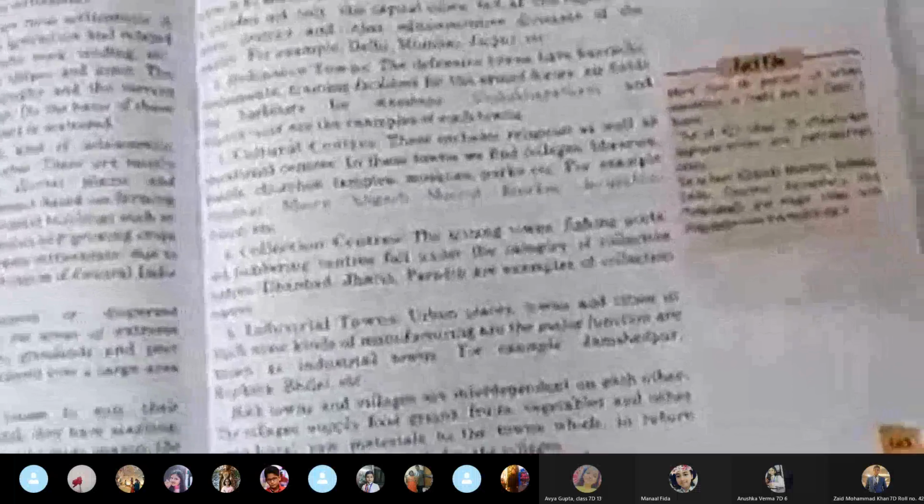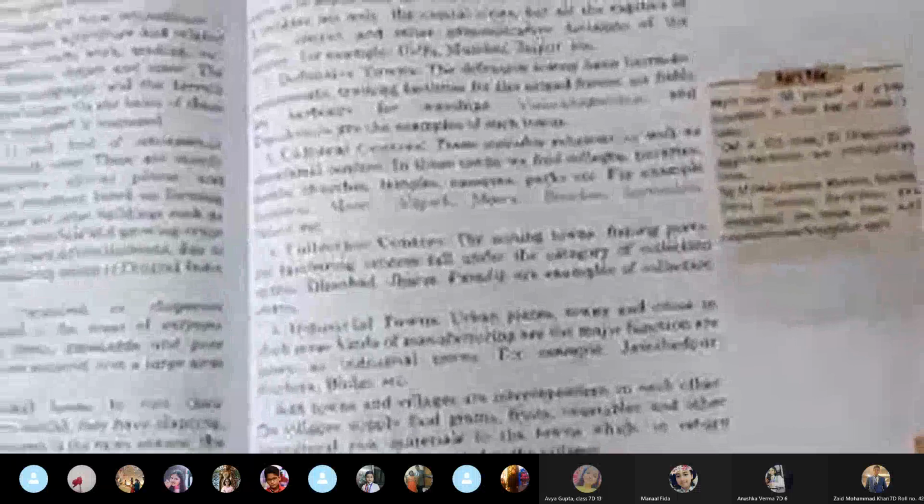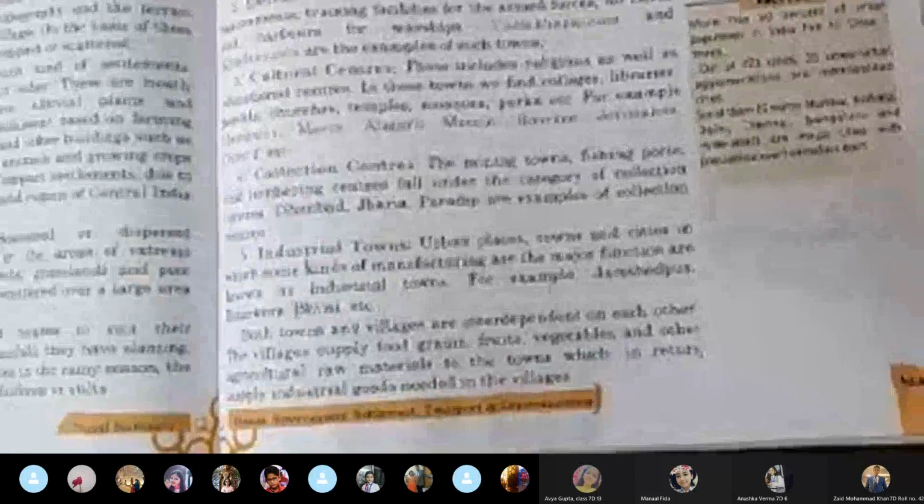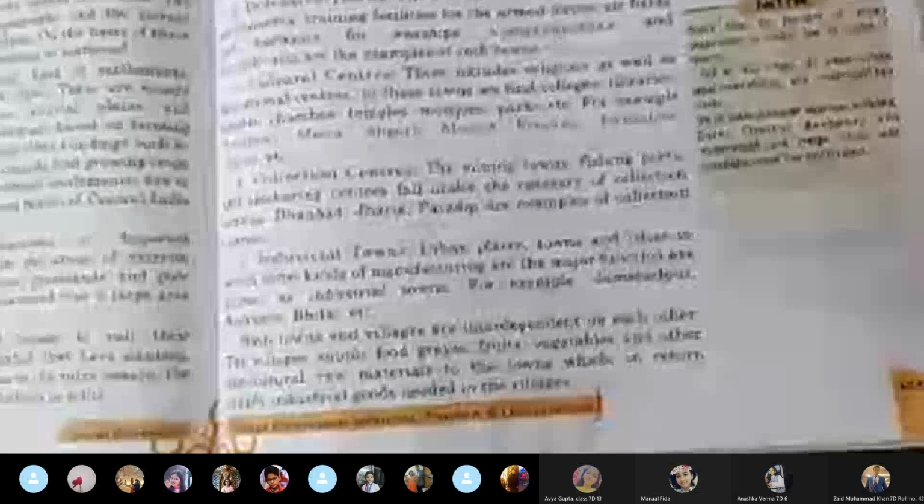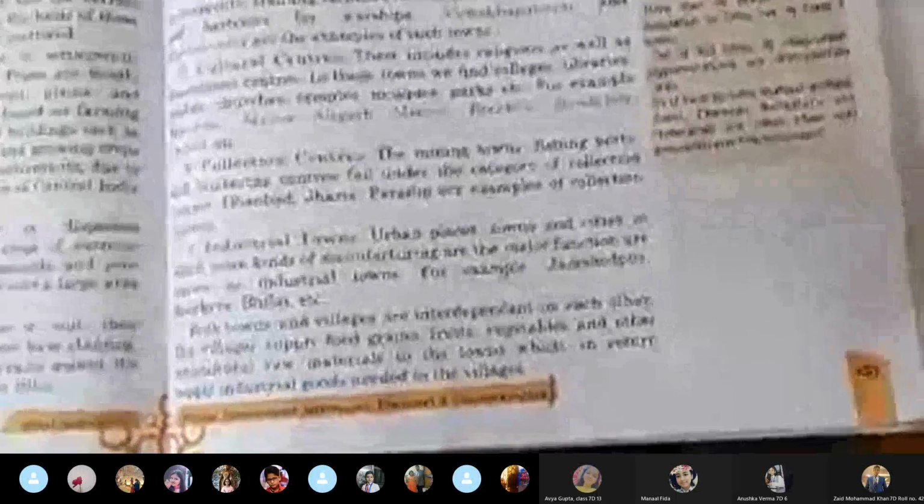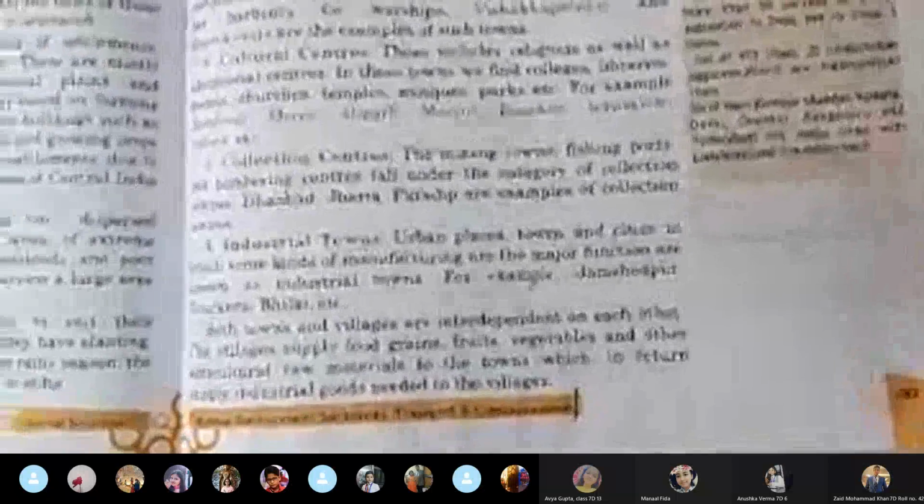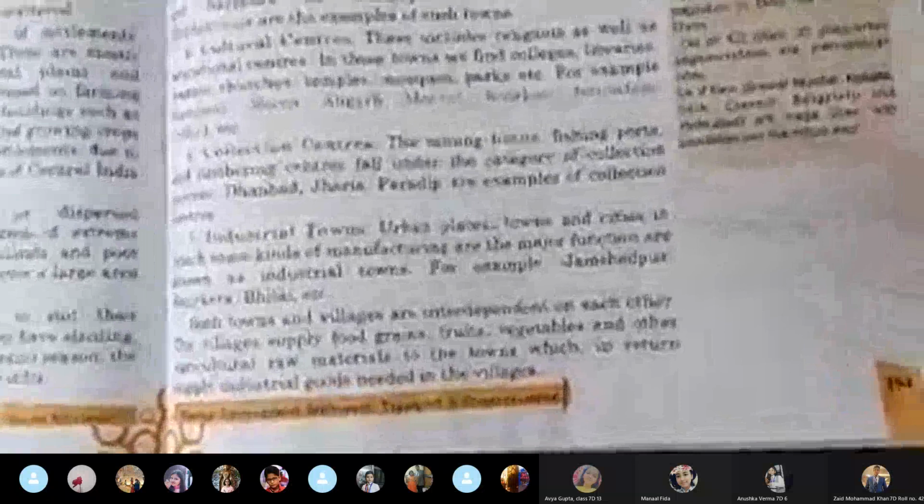Now, industrial towns are urban places, towns, and cities in which some kind of manufacturing is the major function. Examples are Jamshedpur, Rourkela, Bhilai. Here, there are various mining centers and big industries are set up for iron and steel, etc. So these are industrial towns.